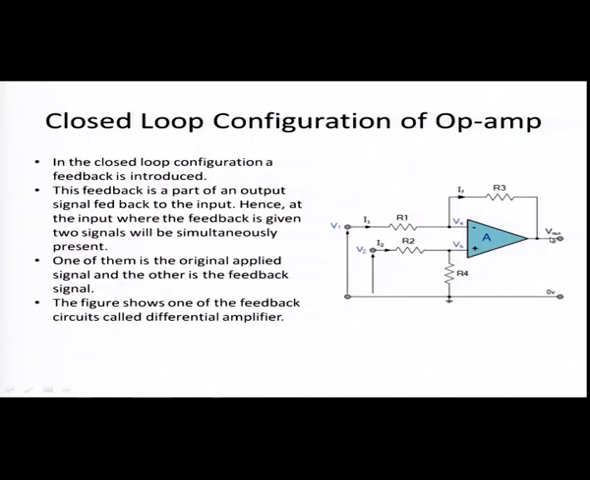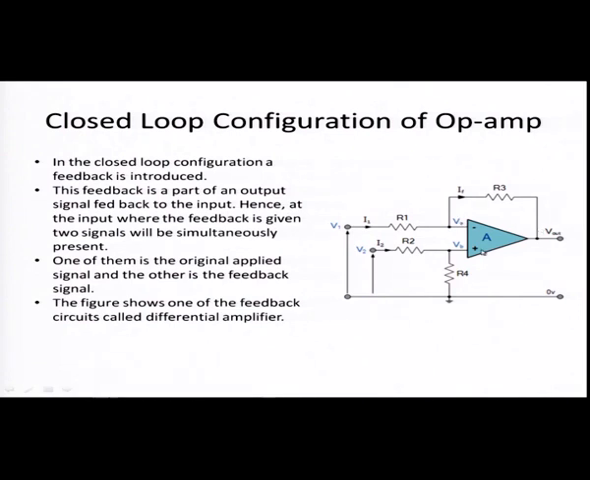This is an example of a closed loop configuration of operational amplifier. Here also we are giving two input signals, say V1 and V2, and the voltage at the output is fed back to the negative terminal through the resistor. So, this is said to be a closed loop configuration.